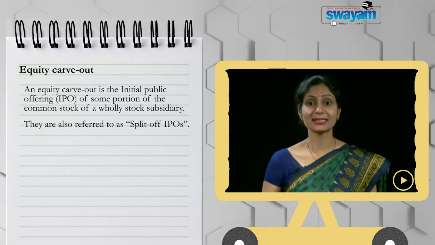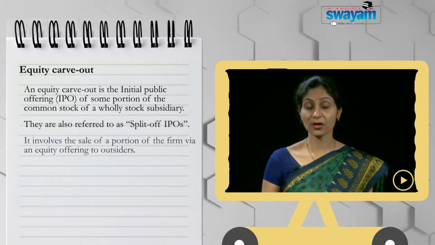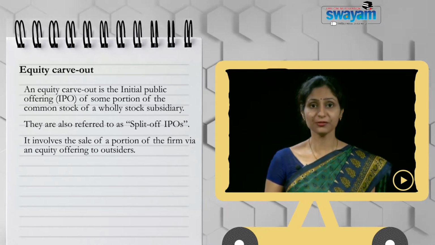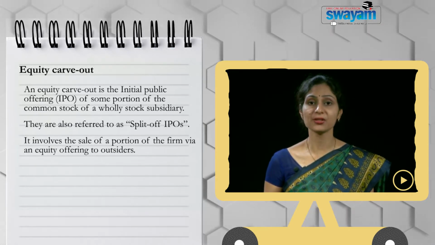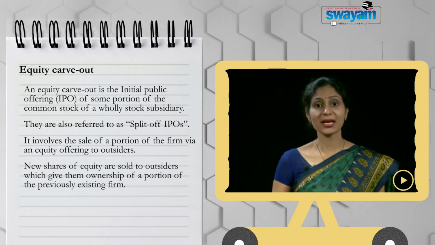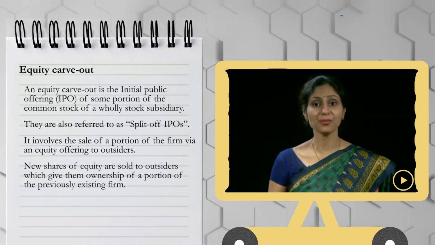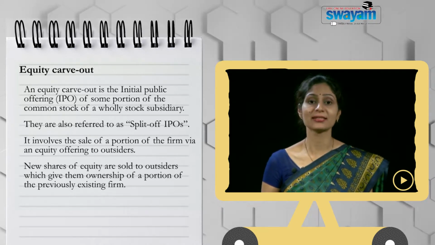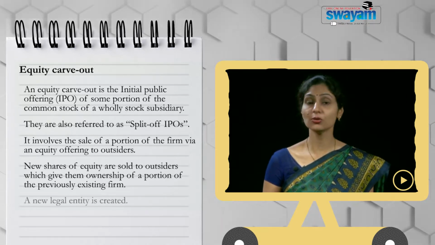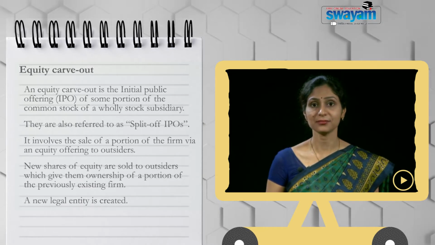They are also referred to as split-off IPOs. It involves the sale of a portion of the firm via an equity offering to outsiders. New shares of equity are sold to outsiders, which gives them ownership of a portion of the previously existing firm, and in this case a new legal entity is created.